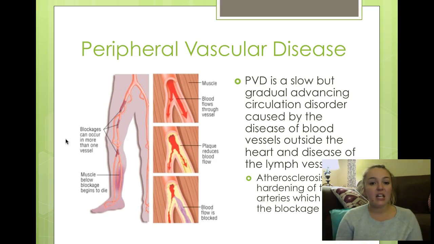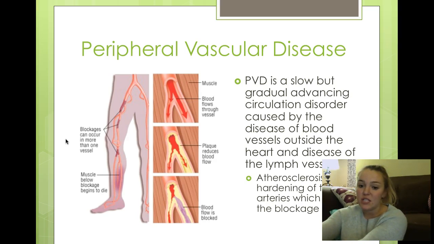Alright, PVD, peripheral vascular disease. It's a slow but gradual advancing circulation disorder, and it's caused by the disease of blood vessels outside the heart and the disease of lymph vessels. Arteriosclerosis is the hardening of the arteries that causes the blockage. The blockage narrows the flow of blood, which carries the nutrients and oxygen to the limbs. The most common locations are the femoral arteries and the popliteal arteries because they are the major blood supply to the legs.